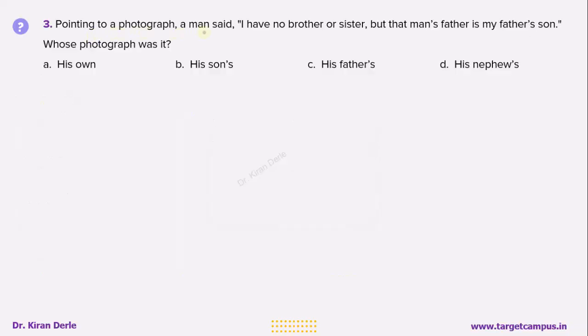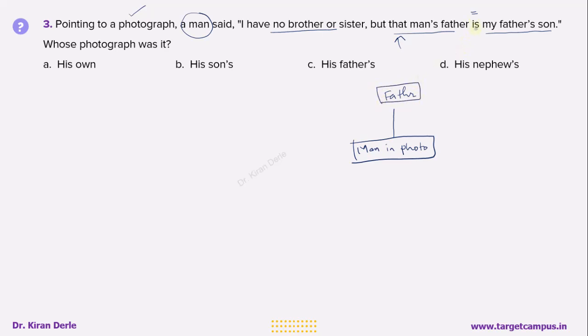Pointing to a photograph, a man said, "I have no brother or sister, but that man's father is my father's son." Okay, so that man is whom? The person in the photograph. Let's have this man in the photograph, and that man's father is here, equal to my father's son.